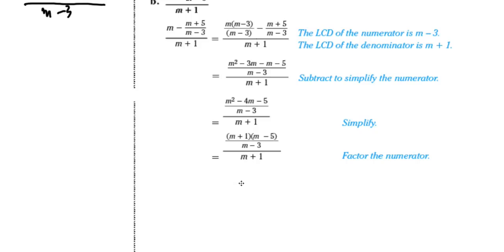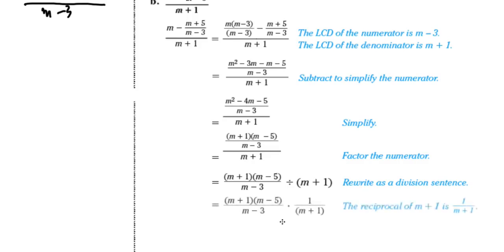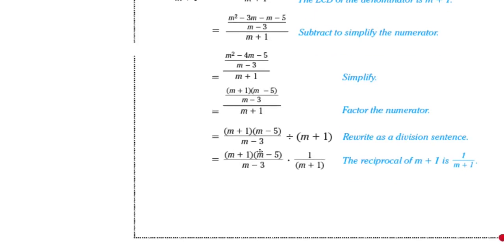And then we do our division. So you get m plus 1 times m minus 5 all over m minus 3, divided by m plus 1. We get the reciprocal of m plus 1, which is 1 over m plus 1, and multiply it with this rational expression right here, and you end up with, you can actually cross cancel m plus 1, and that's all you can cross cancel.